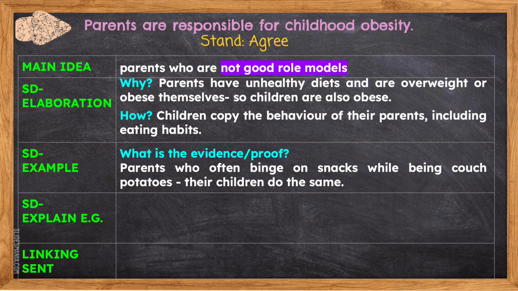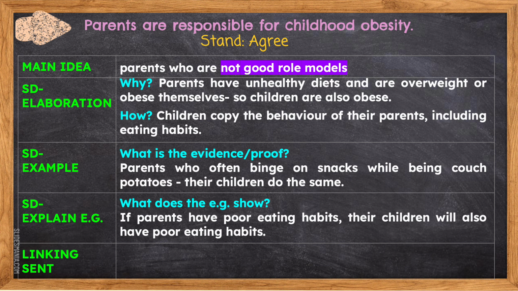Then you explain the example. Why did you give this example? And what does the example show? So you explain then: if parents have poor eating habits, their children will also have poor eating habits. Again, go back to copy. Children copy, children will do the same. And so if the poor eating habits are being shown by parents, because they are the role models of the kids, the children will also have poor eating habits. So you explain why you give that example.